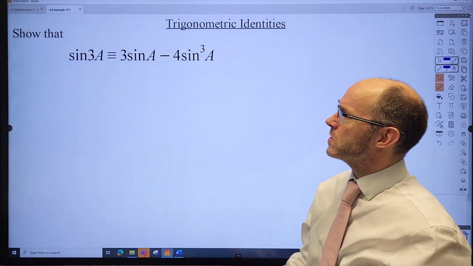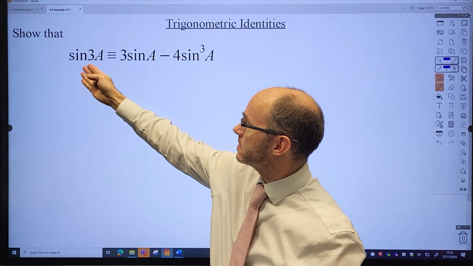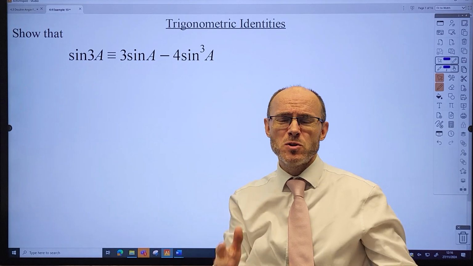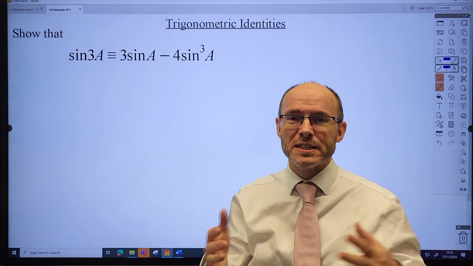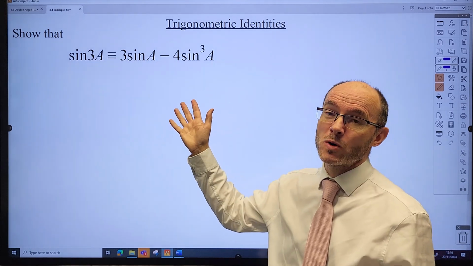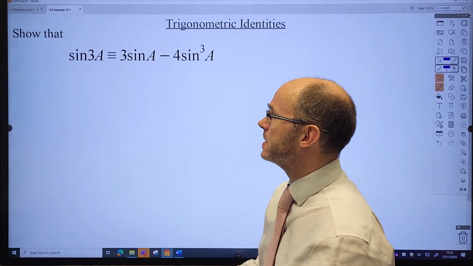All right. So this one is about showing that this identity is correct. Sin 3A is the same as 3 sin A minus 4 sin cubed A. I do like this one. It's one of my favourites because it uses several different identities. Okay, and it also is a fairly common question in some of the A-level past papers. So let's have a look at it.